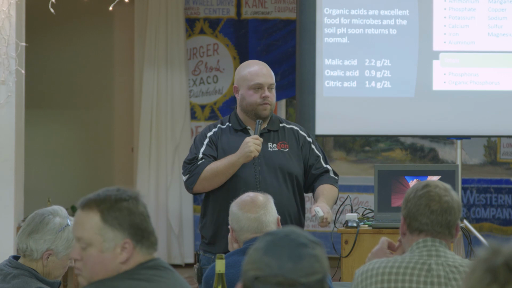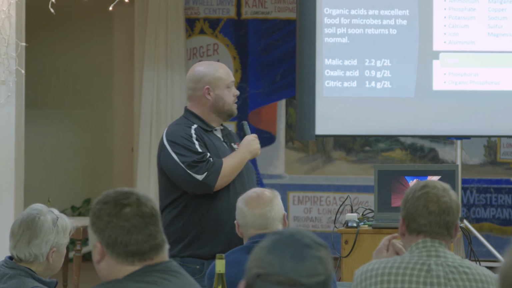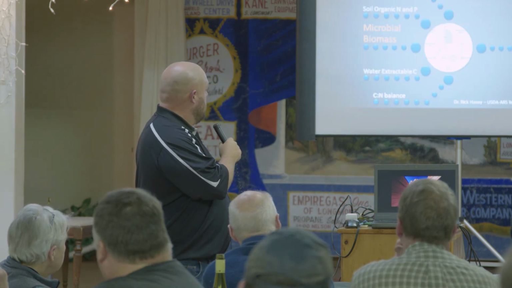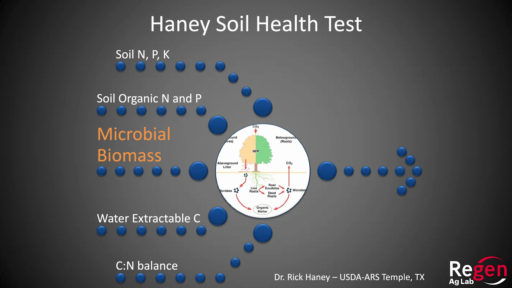I mentioned that all of those cell membranes are made up of phospholipid fatty acids, phospho being the key part of that. There's a lot of phosphorus tied up in microbes. So they do compete for it with plants. But once they're alive and they're happy with it, they'll actually transport it to plants. So we're using this extract to do that. The second part of this test is the microbial biomass portion.